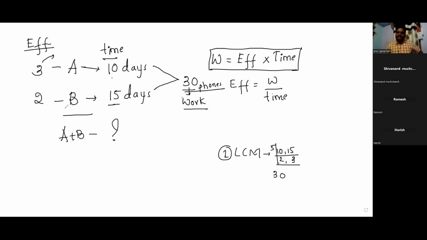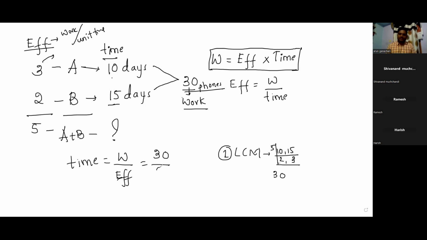So when A and B together work, their efficiency will be added. Efficiency is work per unit time. So 3 plus 2 is 5. Now we have the work. Work is the same, we have not increased the work. We want time. So how will you find time? Work divided by efficiency. Work is 30 divided by efficiency 5. So how many days are required for them to do it? 6 days. Understood what we did here?